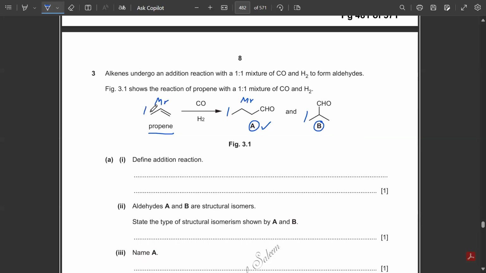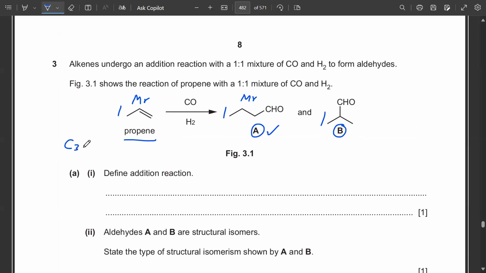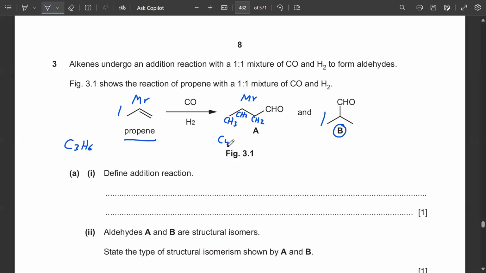So what is the Mr of the propene? From the formula, you can find propene is basically C3H6, and the aldehyde. For this, you need to represent all the carbon atoms and hydrogen atoms. That's CH3, CH2, CH2, and that's CHO, which means the formula will become C4H8O.